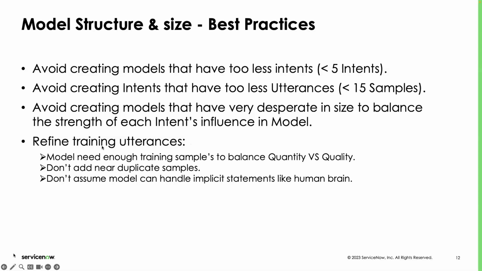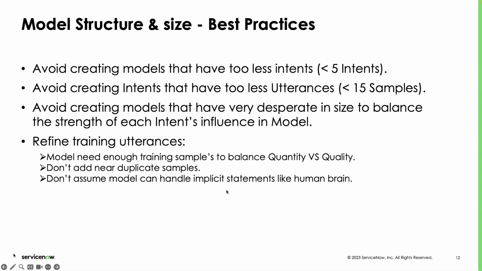Always try to refine training utterances. Definitely the model needs enough training samples, to balance quantity versus quality. As I mentioned, if you have too few samples, then you're not able to provide the full coverage of your models. Don't add near duplicate samples. Just because you need to provide a minimum number of samples, don't try to make duplicate samples. For example, I need a laptop, I want a laptop. Try to avoid using those kinds of utterances while training the model. Basically, they are the same thing. So avoid duplicates.